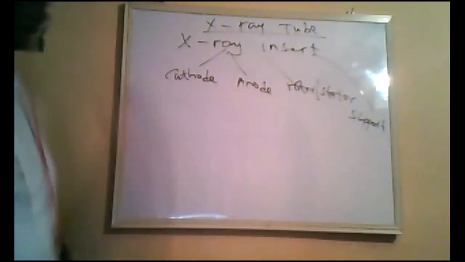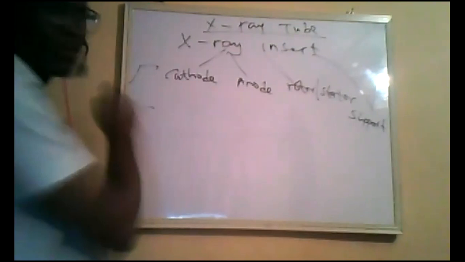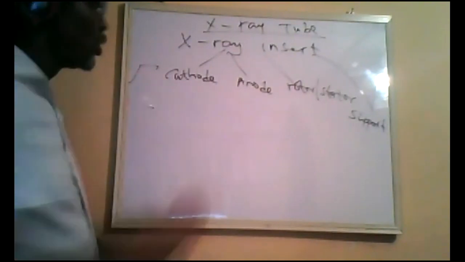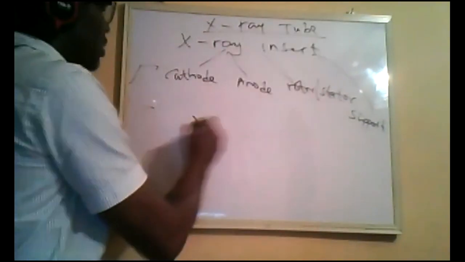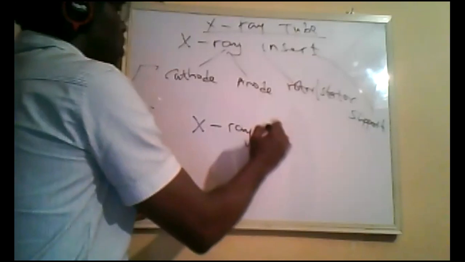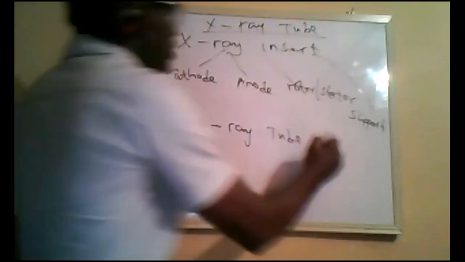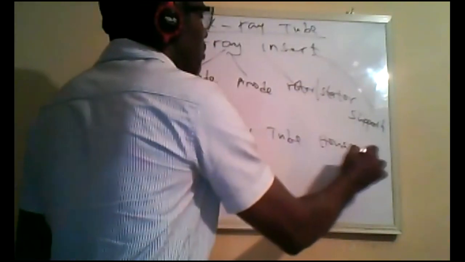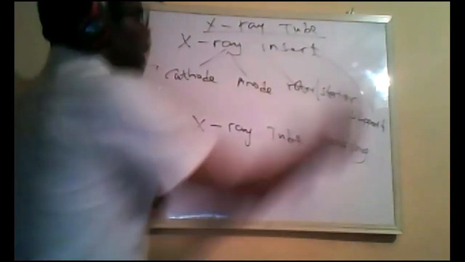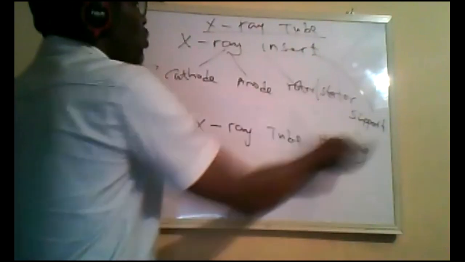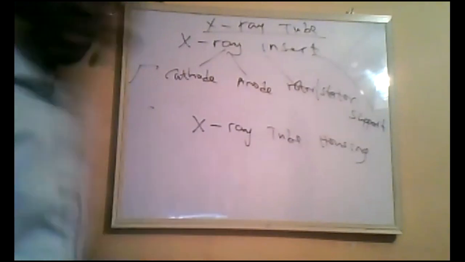Then the cathode is on this other side, connected by cables to whatever we have there. So the whole of this is inserted inside the X-ray tube envelope, the X-ray tube housing. So the whole of this insert is enclosed, covered by the X-ray tube housing.